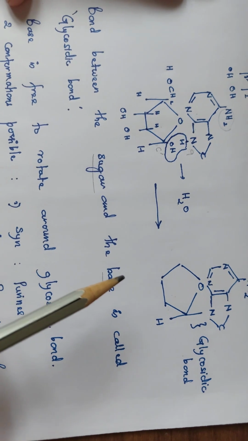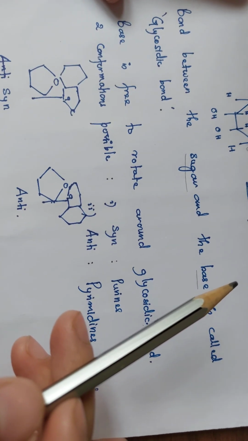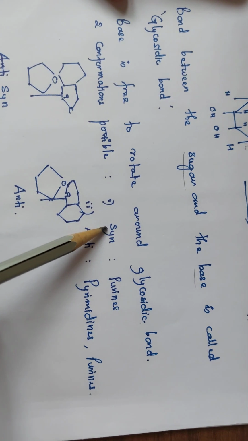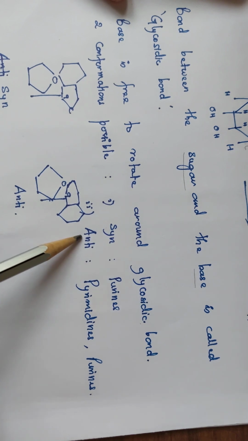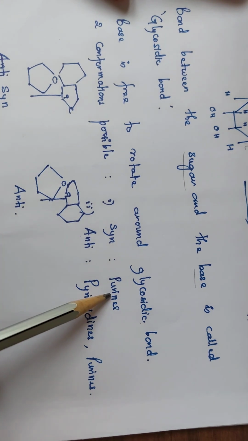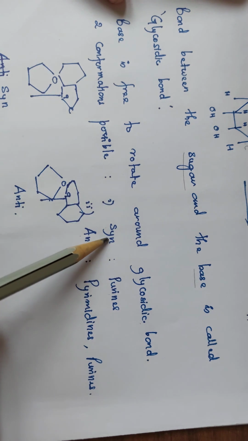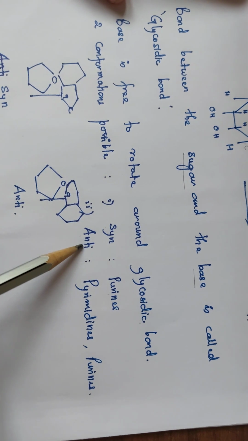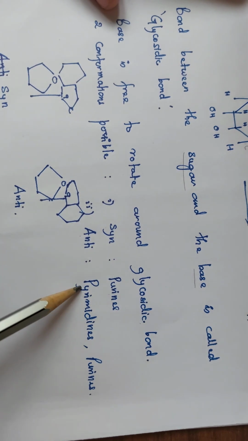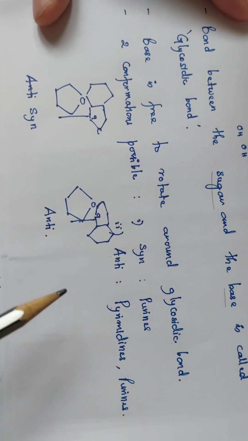So there are two possible conformations. One is syn type and the other one is anti. The purines can have both syn as well as anti conformations, while pyrimidines will have only anti conformations. So what are syn and anti conformations? Let us see in the figure.